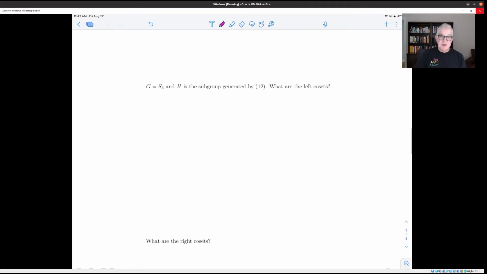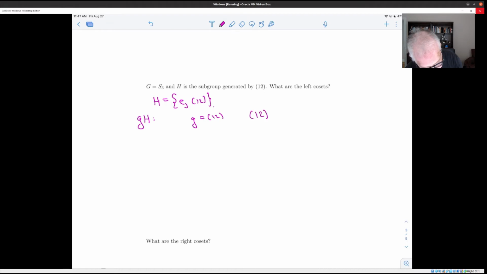What about the other interesting subgroup of S3? So what if H is just E and (1 2)? So what is gH? Well, there's several possibilities here. If g is (1 2), then we have that (1 2)H is just (1 2)E, (1 2)(1 2). But this is, again, (1 2) and E, so it's H again.